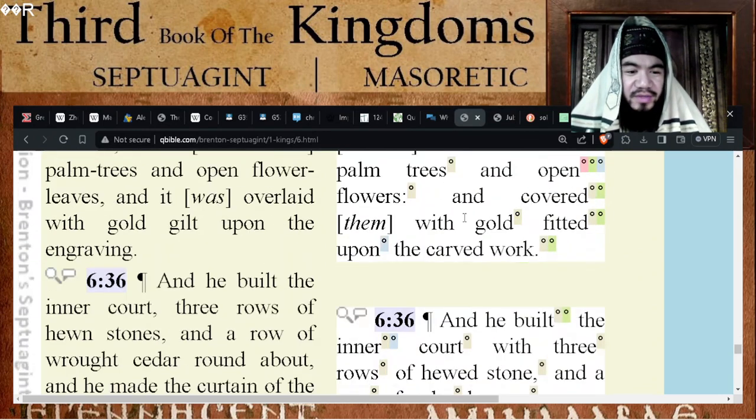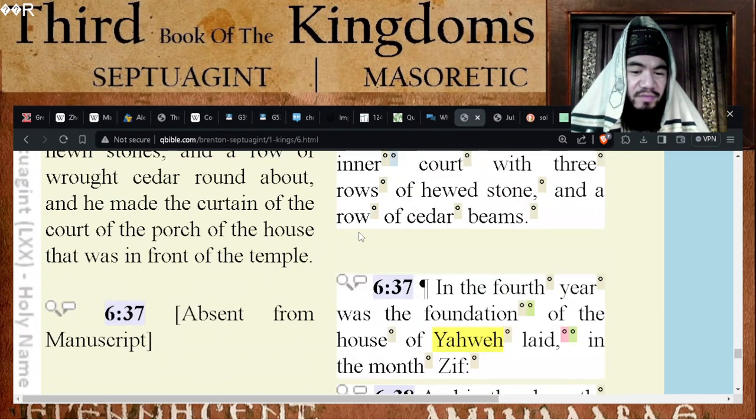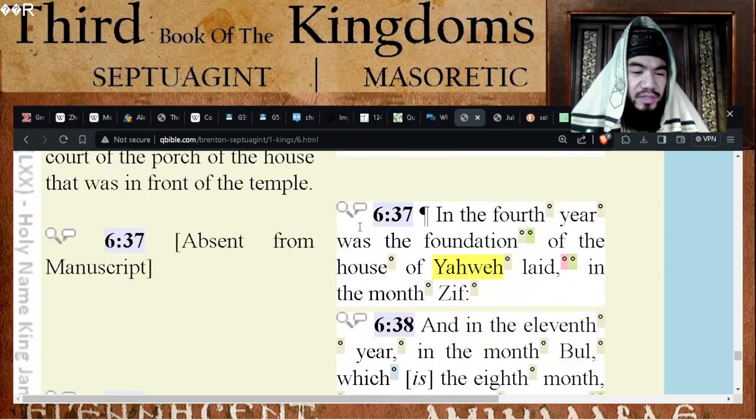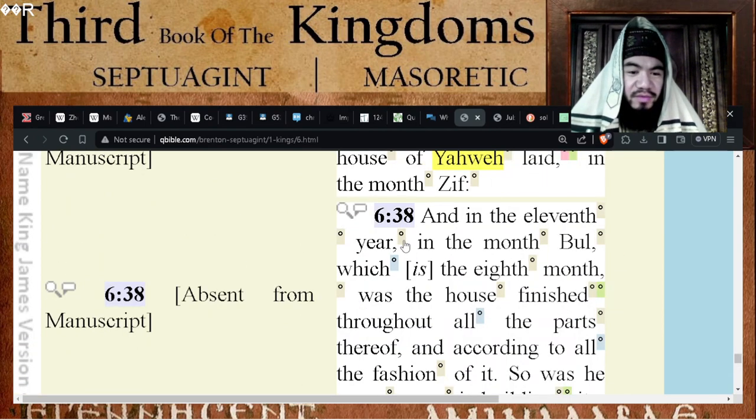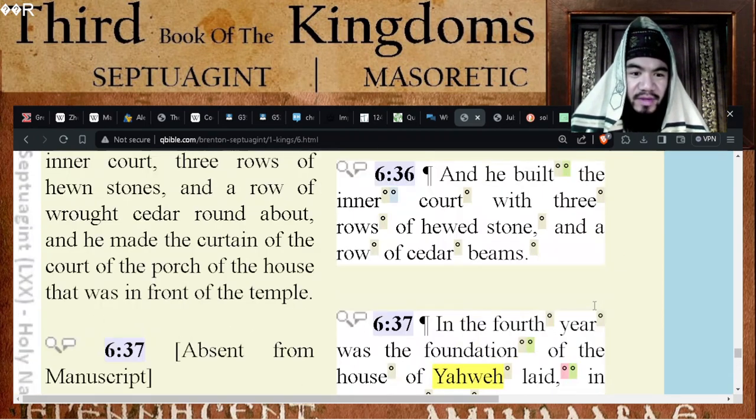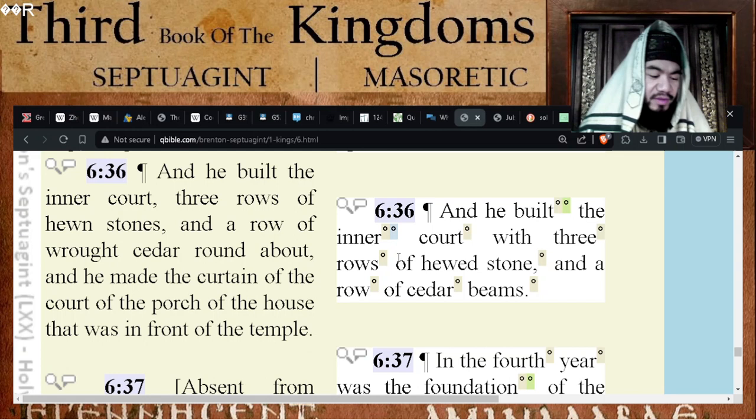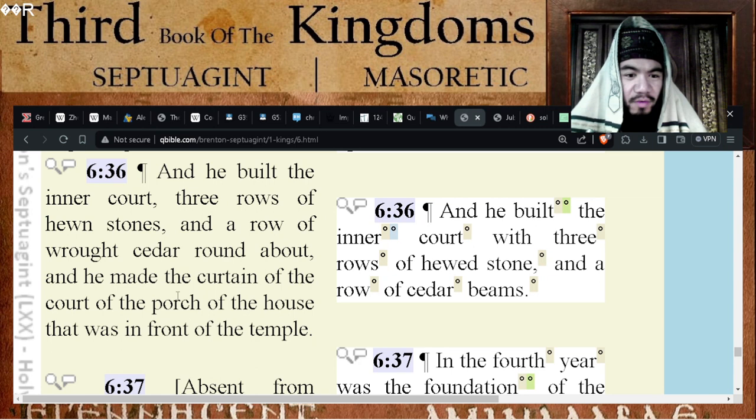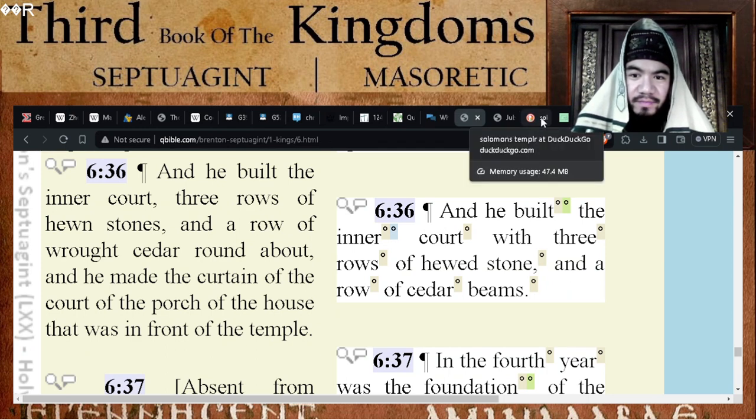Verse 36 has wrought cedar versus just beams of cedar, which could mean carved, like specially artistically carved. And then the last thing we'll look at is an omission regarding the curtain of the court that was in front of the temple. Actually, it's verse 36 where that is located. So he made the curtain of the court of the porch of the house that was in front of the temple. Now we will look at the various images.